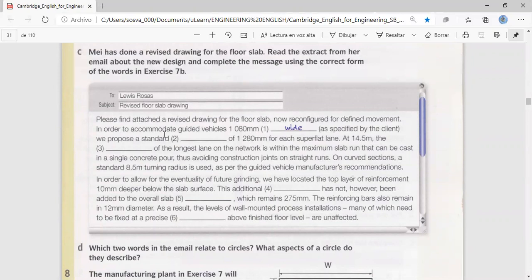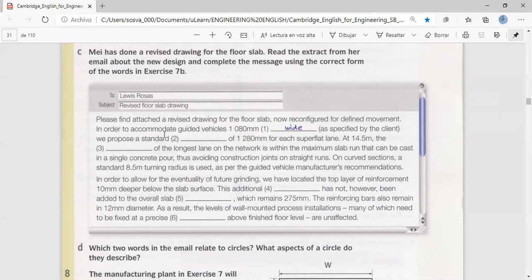Then look at letter C. Could you please read the instructions? May has done a revised drawing for the floor slab. Read the extract from her email about the new design and complete the message using the correct form of the words in exercise 7B. All right.